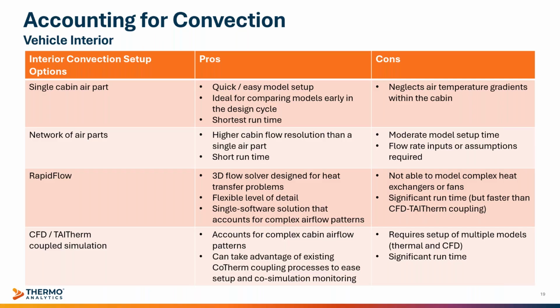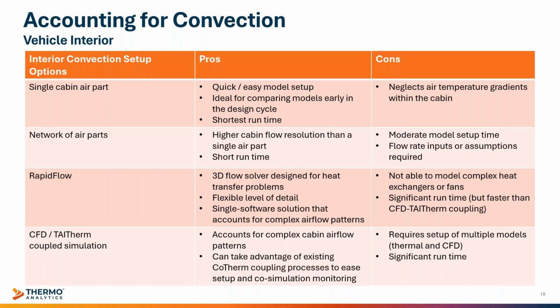Starting at the top of this table, the quickest option for setup and simulation runtime is going to be to just put a single bulk cabin air part in the middle of the fluid domain. This will calculate one air temperature based on interactions with all of the cabin surfaces. You might choose this method if you're really early in the design cycle and just want to quickly evaluate some options. It's not going to account for any air temperature gradients within the cabin, so the results will probably not be validation level, but they might be okay for early comparisons.